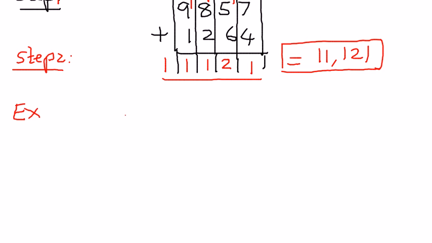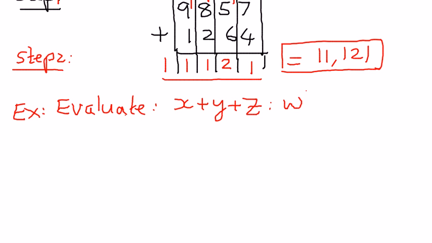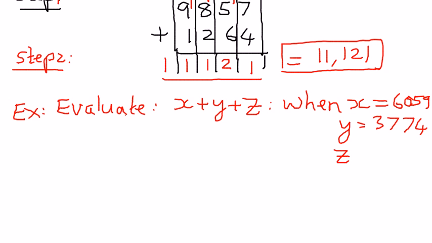Let's say we want to evaluate variables. Let's say we have x plus y plus z when x is equal to 6059, y is equal to 3774, and z is equal to 5136. Let's say we have three numbers of this kind, and we want to use the place value and then add these three numbers.